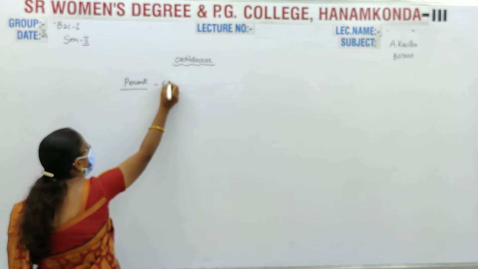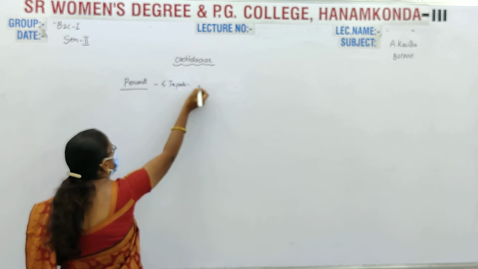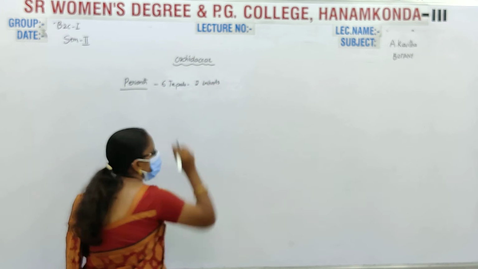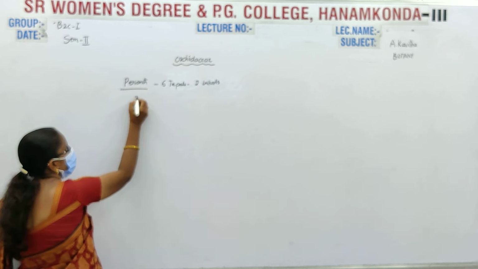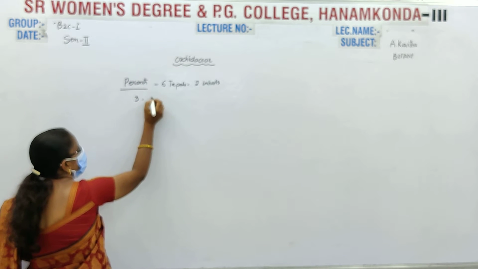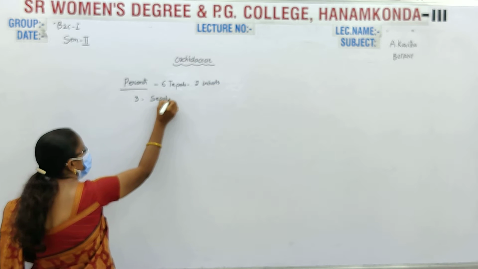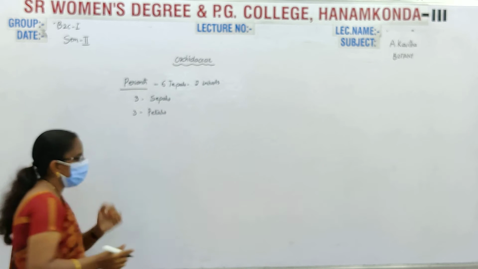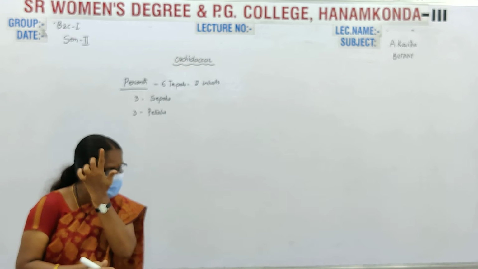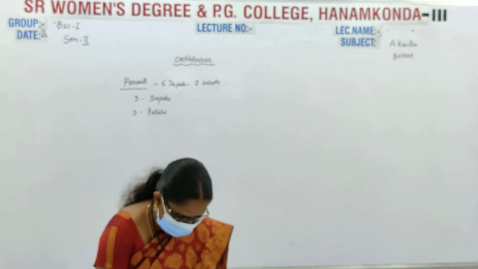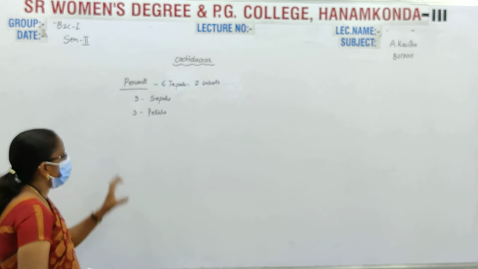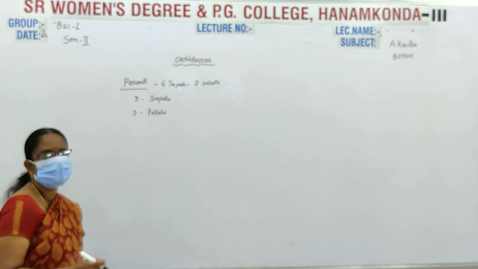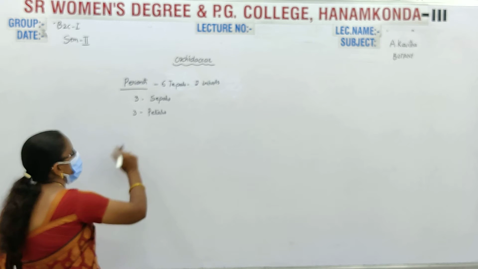Perianth consists of 6 tepals. These 6 tepals are arranged in 2 whorls. The outer 3 are called sepals and the inner 3 are called petals. So 3 sepals are present and 3 petals are present. In the 3 sepals, only one sepal is large in size. And next we will see the petals.